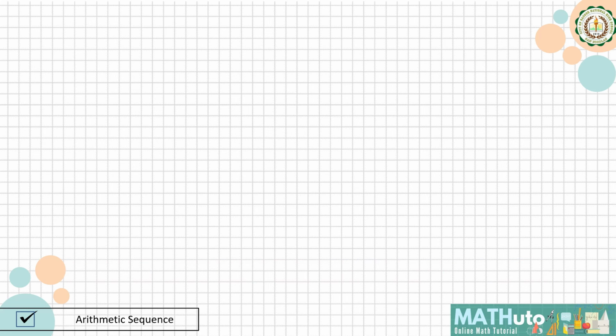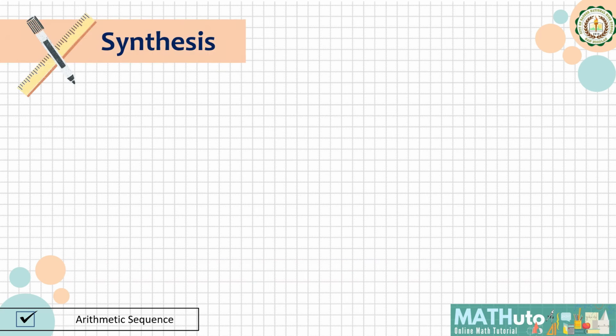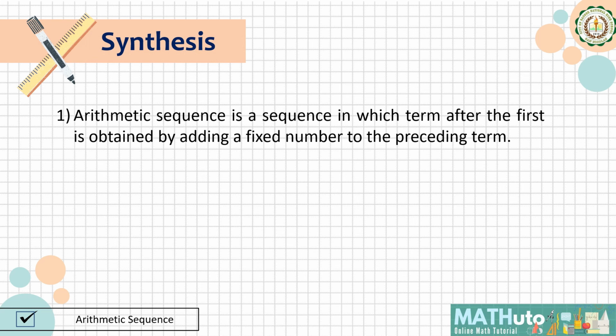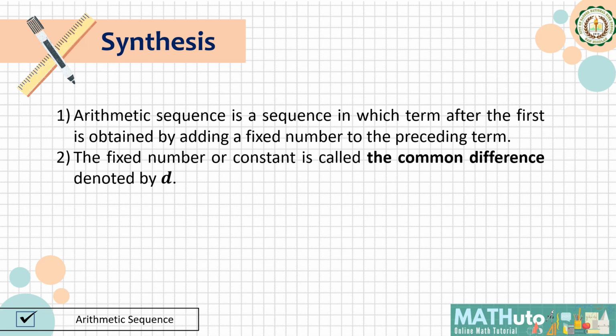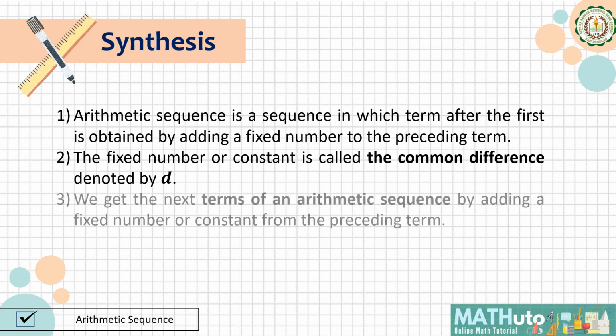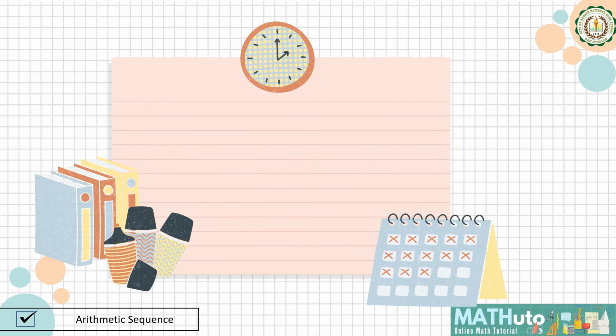It is now time to summarize our lesson for today. An arithmetic sequence is a sequence in which each term after the first is obtained by adding a fixed number to the preceding term. The fixed number or constant is called the common difference, denoted by d. And we get the next terms of an arithmetic sequence by adding a fixed number or constant to the preceding term.